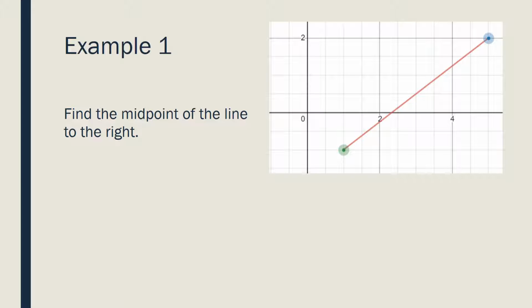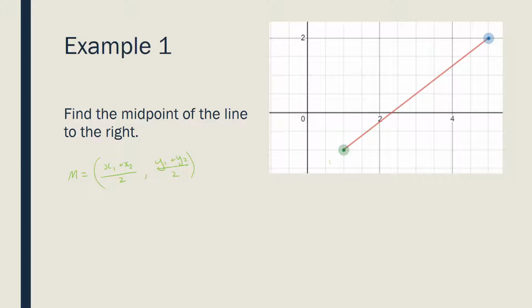Okay, so now we have a few examples where we're going to practice using the formula. So I'll write it down so we don't forget. So the midpoint is x1 plus x2 divided by 2. So it's our x value. And the y value is going to be y1 plus y2 divided by 2.